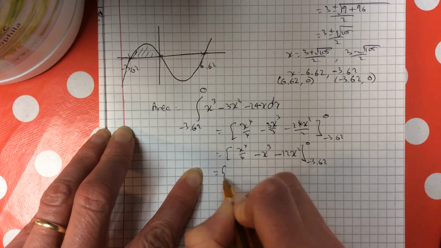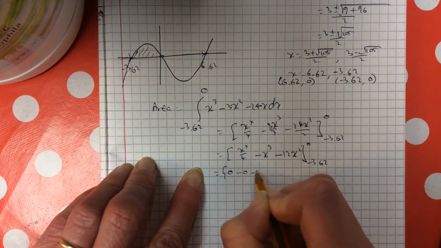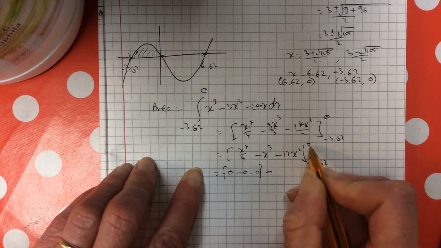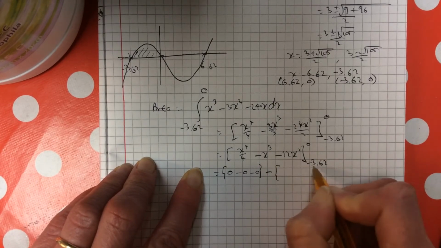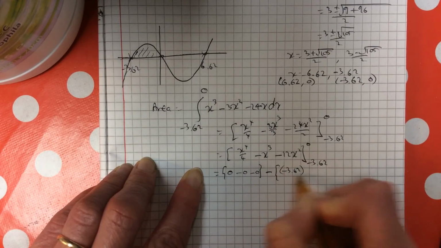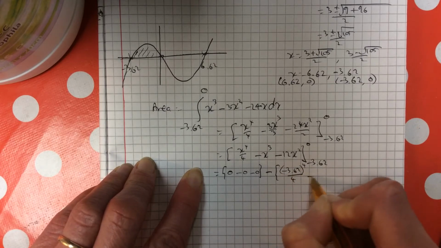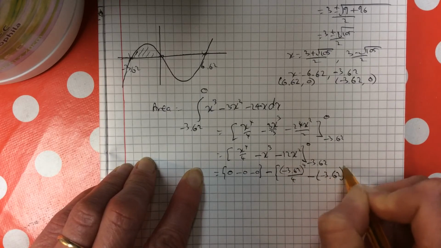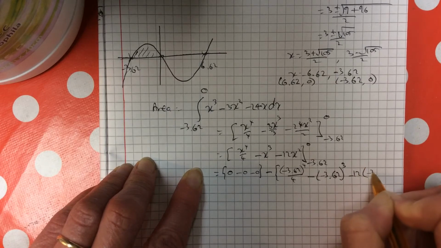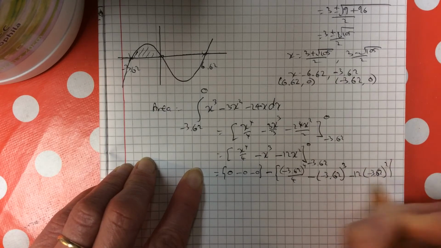Don't be tempted to leave out the 0. Always sub it in because it shows you know what you're doing. Sub in the 0, then take away when you sub in this. Now, I hate subbing in negatives because it's so easy to make a mistake. Now, let's see what we can do here.